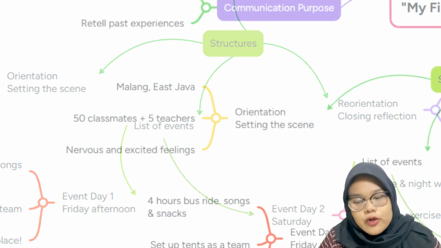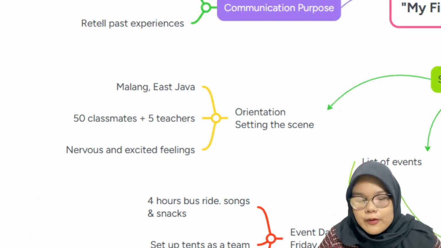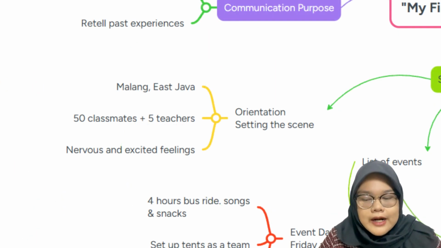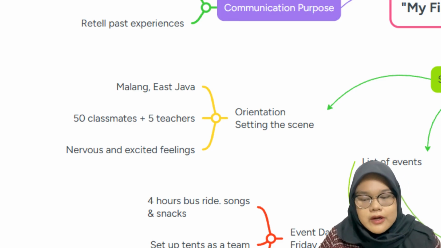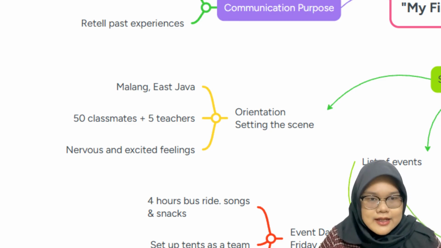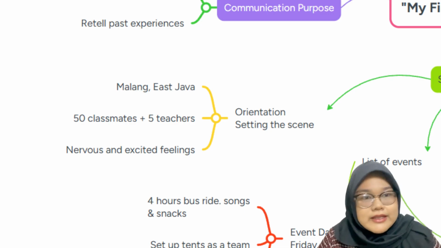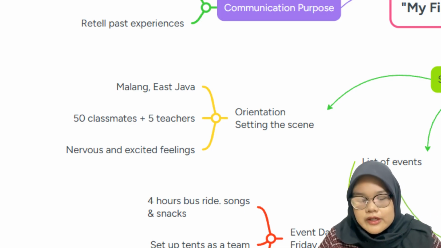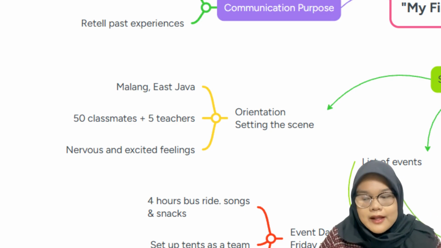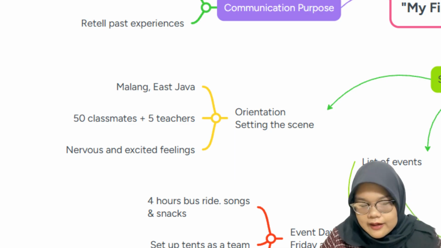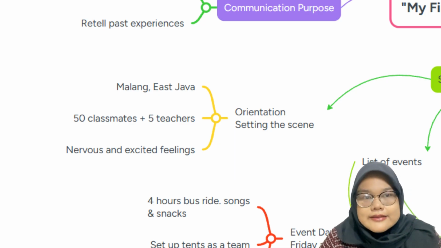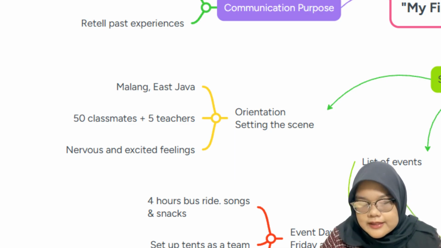The first one is orientation. Orientation is the part when the writer introduces the setting of the scene in the story. From the text, we will know that the story happened in Malang, East Java. It includes 50 classmates and 5 teachers of the writer. And the mood in the story is nervous and excited feelings.